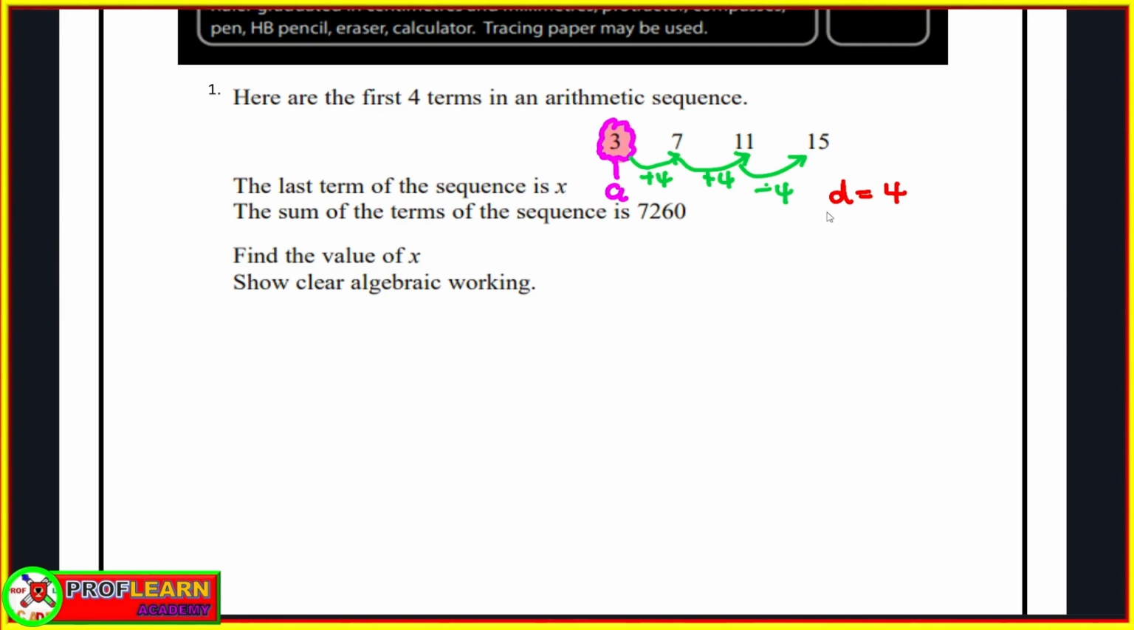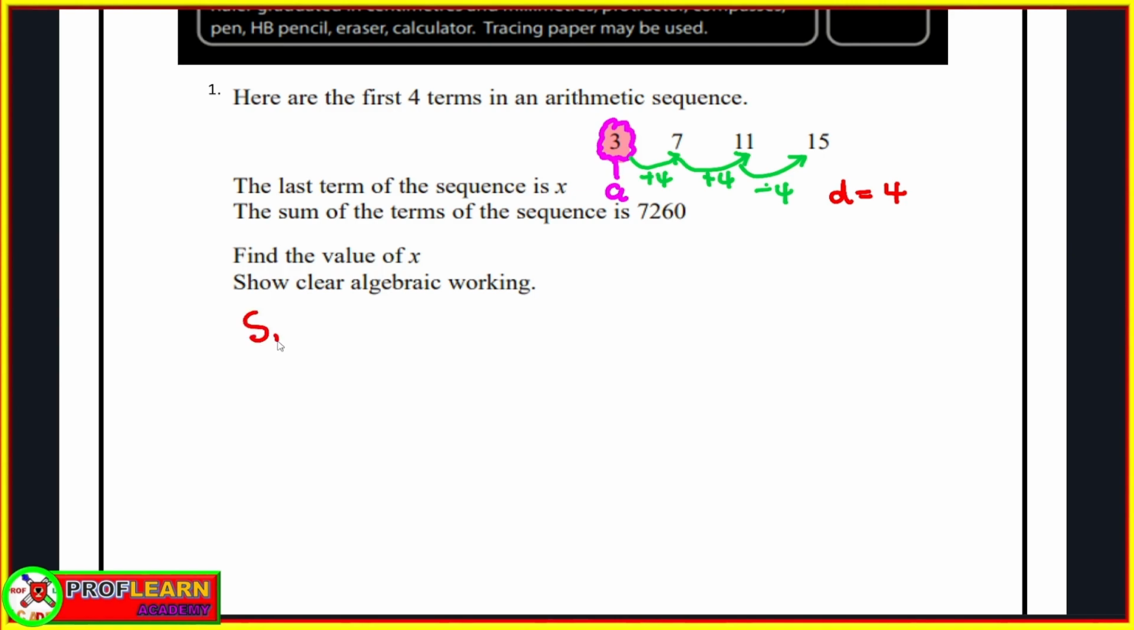Then we are told that the last term of the sequence is x, and the sum of the terms of the sequence is 7,260. We're supposed to find the value of x, whereby we're going to show all our algebraic workings clearly so that we can earn all the marks.